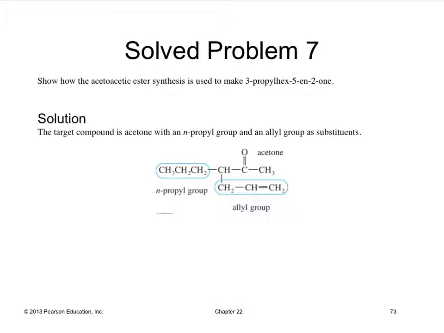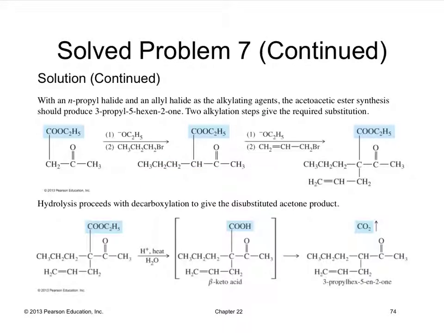So here's another problem. Show how acetoacetic ester synthesis is used to make 3-propyl-hex-5-en-2-one, shown here. So these two groups are being added, and this is the acetone. So in your synthesis, here is your acetoacetic ester. You're going to deprotonate with ethoxide, add your alkyl halide. Here's one addition. Again, deprotonate, add your other alkyl halide.